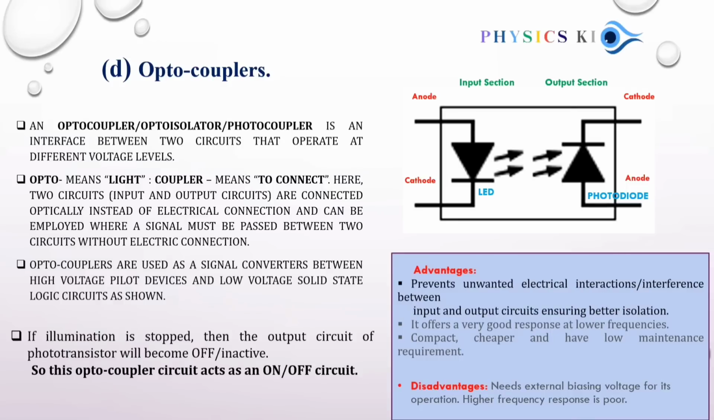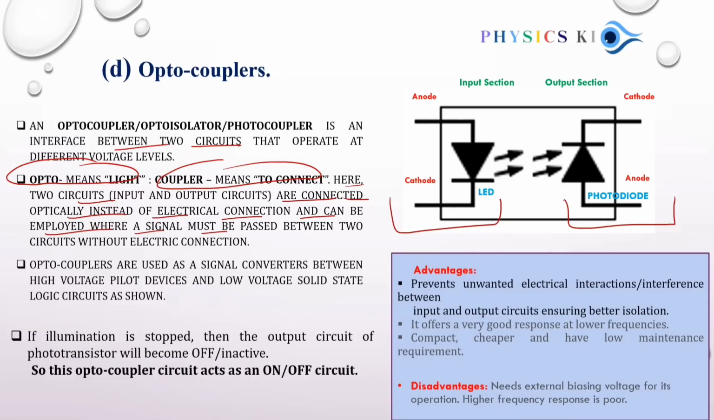Next question, optocoupler, very important. First thing is what? LED. Second thing is the photodiode. There is no connection. So an optocoupler is an interface between two circuits. This is the definition. Opto means light, coupler means to connect. Here two circuits, input and output, are connected optically instead of by electrical connection, and can be employed where a signal must be passed between two circuits without electrical connection.